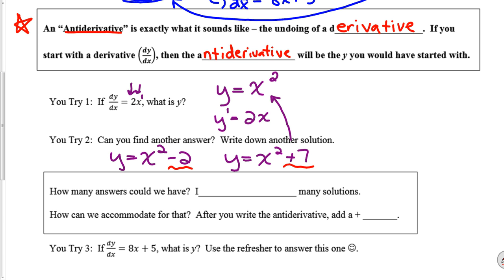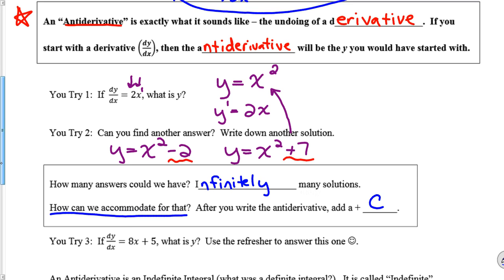So in our next box, how many answers could we have? Well, I could sit here and write these all day long, which means I could have infinitely many solutions. The better question is, but how do we accommodate for that? After you write the antiderivative, add a plus c, okay? Because c could be any constant, and I don't know the specific constant that's supposed to be there, so I'm just going to say, there's a constant there. It could be 0. It could be negative a million. I don't know what that constant is, so I'm going to write plus c at the end.